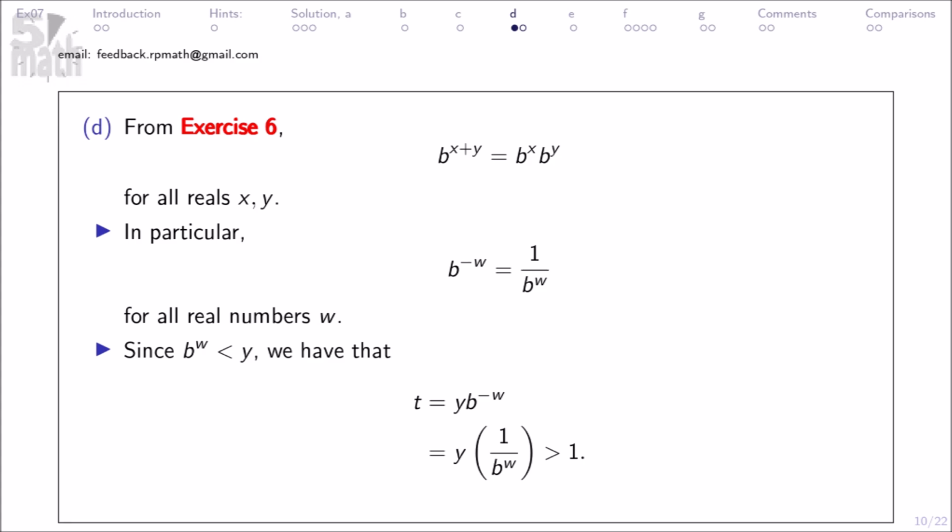D. From exercise 6, b to the power of x plus y equals b to the power x times b to the power y for all reals x, y. In particular, b to the minus w equals 1 over b to the w for all real numbers w. Since b to the w less than y, we have that t equals y b to the minus w equals y times 1 over b to the w greater than 1.